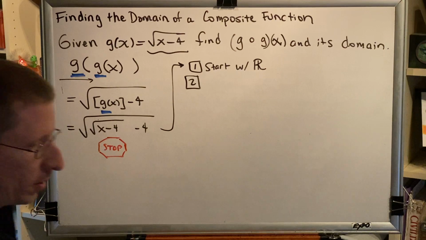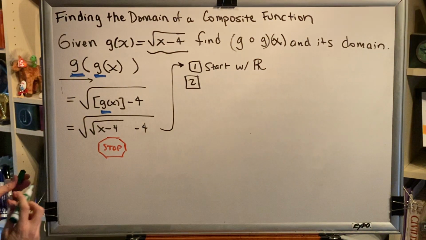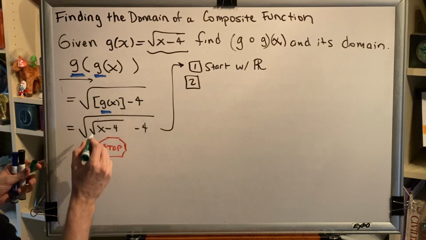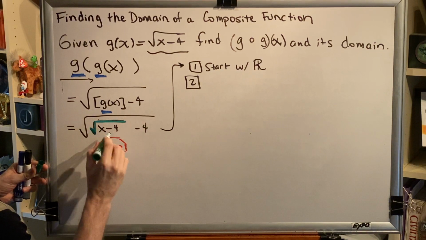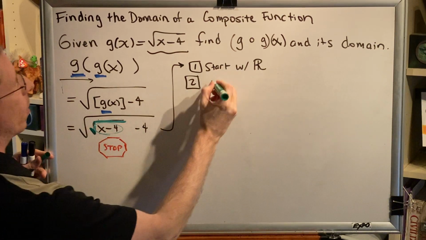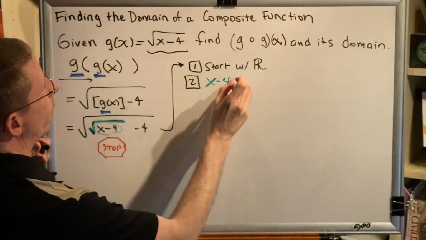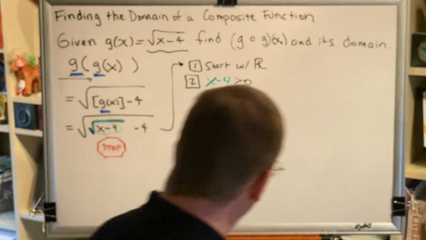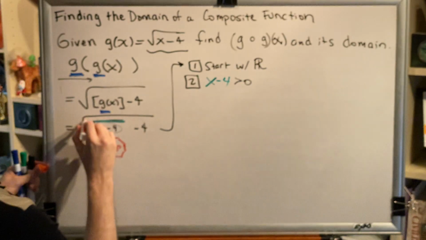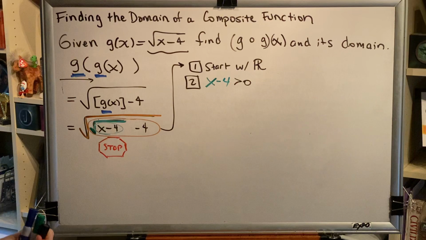And in this particular problem, it just so happens that we have 2 even radicals, and each one has a radicand. So this first radical right here, which I'm coloring in green, has the radicand x minus 4. So therefore, x minus 4 has to be greater than or equal to 0. However, there is a second radical right here, and everything that's underneath that is also a radicand, and therefore must be greater than or equal to 0.